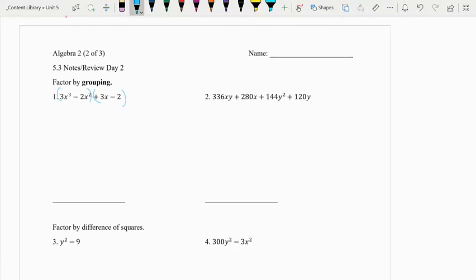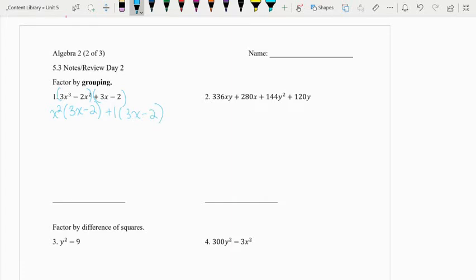binomials. We look at the first one, 3x cubed minus 2x squared, and we see what we can take out of both. And we can factor out an x squared. And what's left is 3x minus 2. In the second set of parentheses, 3x minus 2, there is nothing to take out. So when there's nothing to take out, it really is just a positive 1.